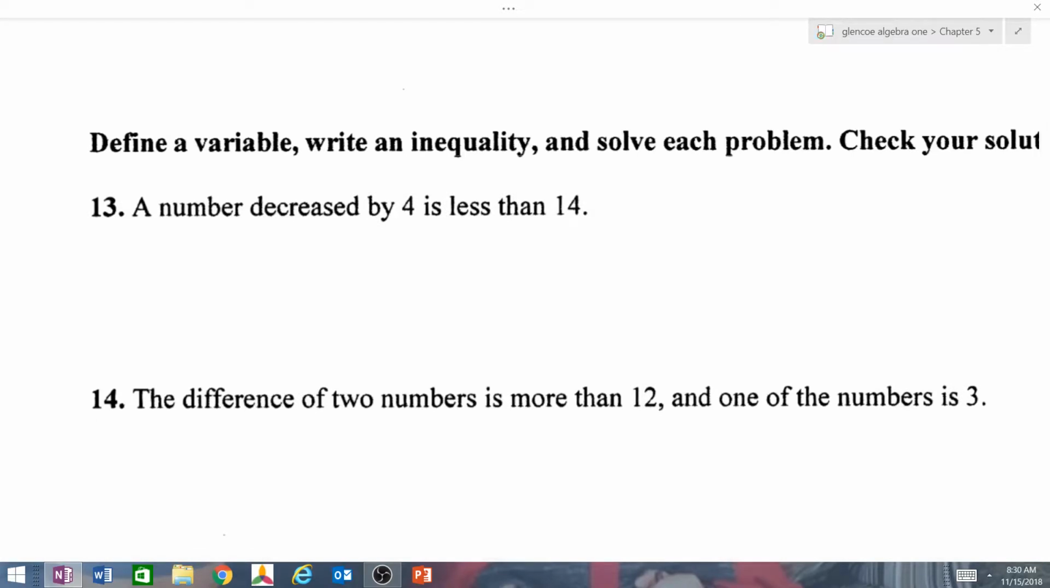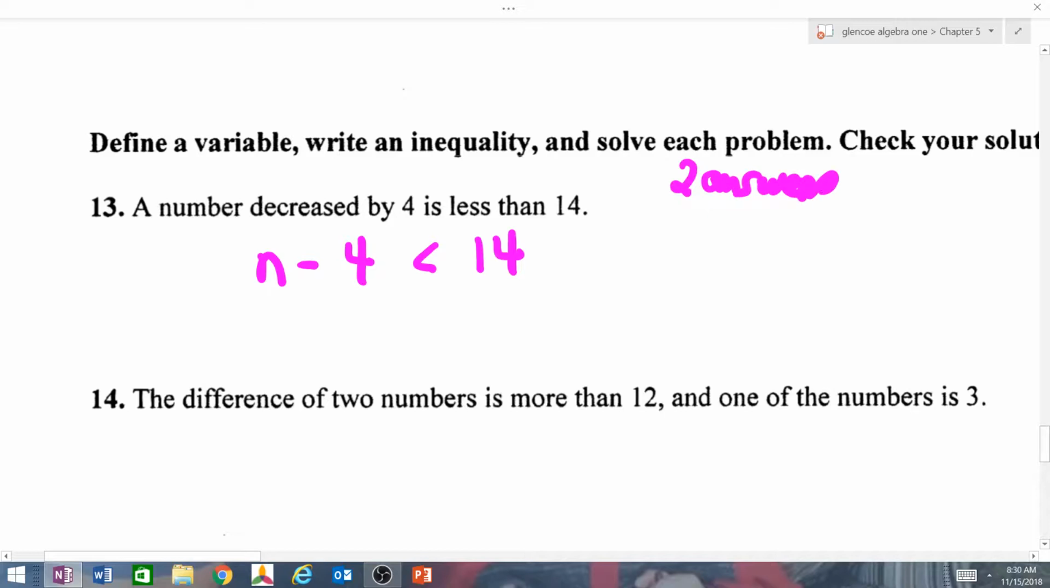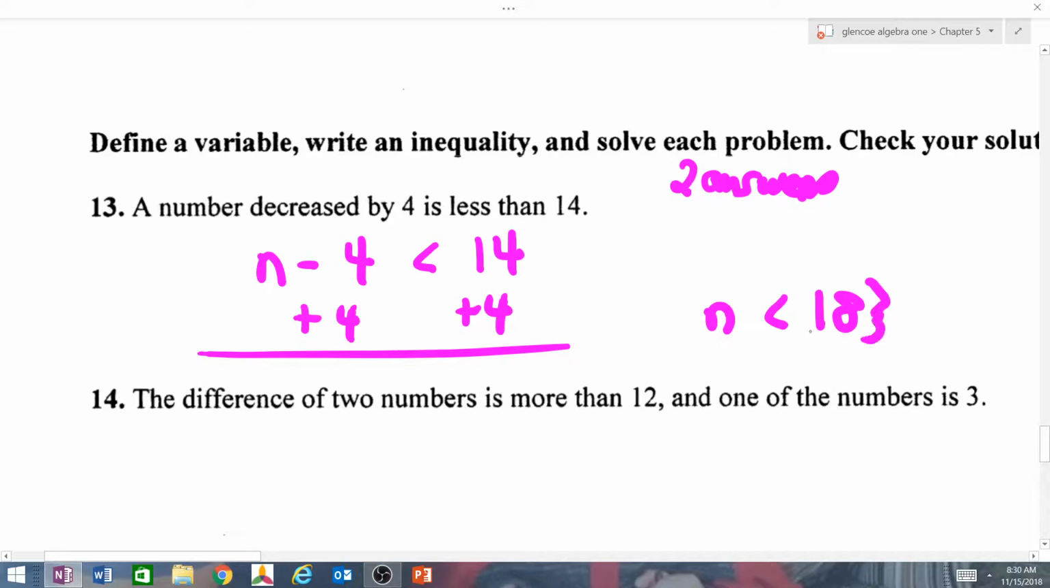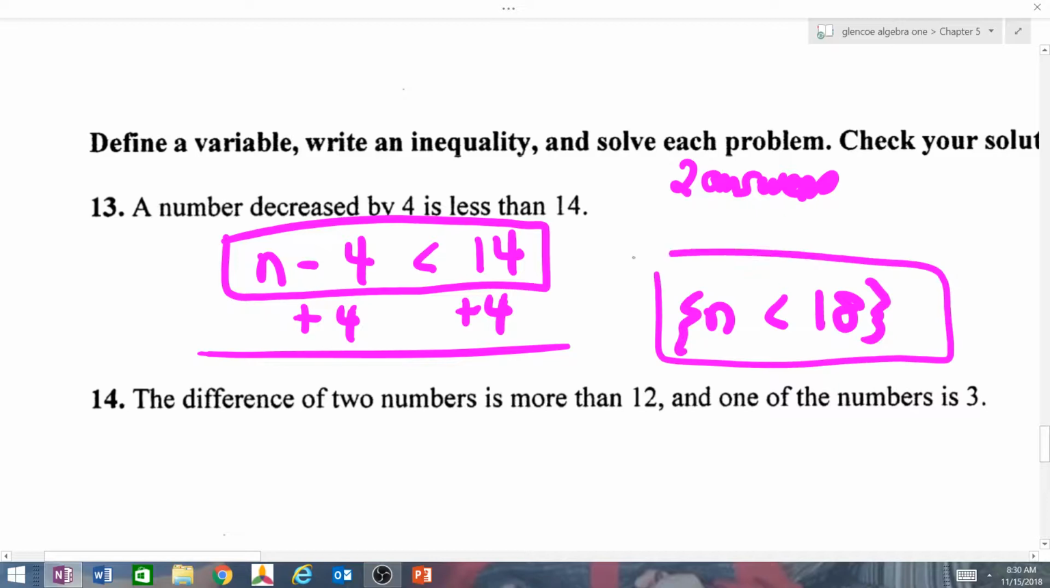So let's go ahead and do a couple of our word problems. A number decreased by 4 is less than 14. If you know how to write that, raise your hand. N minus 4 is less than 14. Okay, so there are 2 answers here. First, you write the inequality, and then we solve it. We add 4 to each side, and we get N is less than 18. Are you all with me?